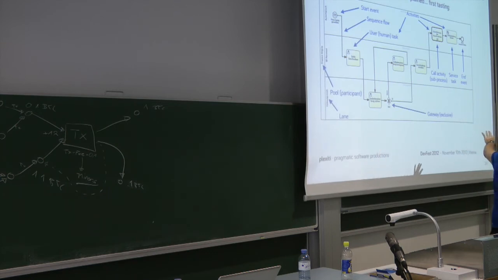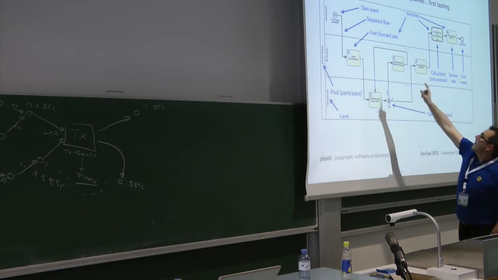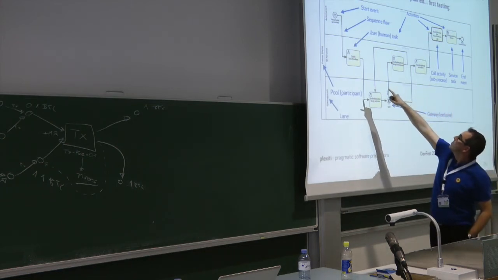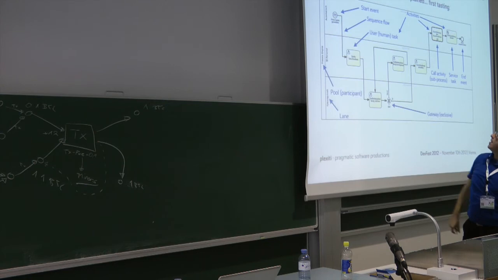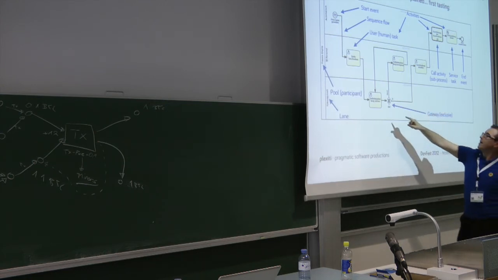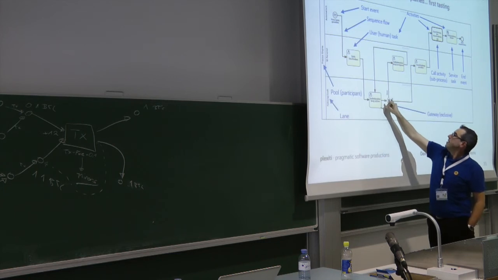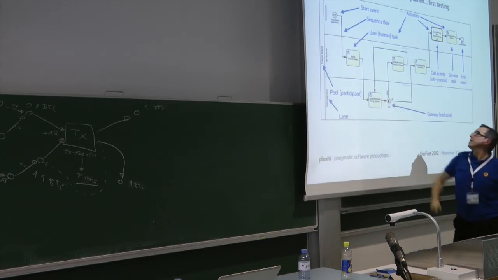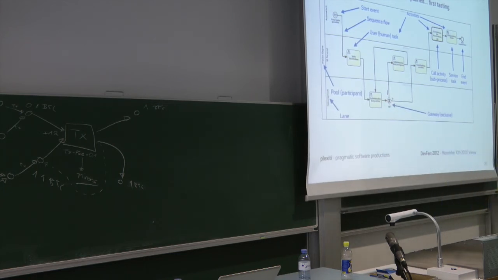Some of the vocabulary using BPM. I want to leave enough time for the discussion. But some of the words I've already mentioned. See, this is a user or human task. It's manual. This is a decision. In this case, it is exclusive. Why? Because only one of the out flows will be taken.